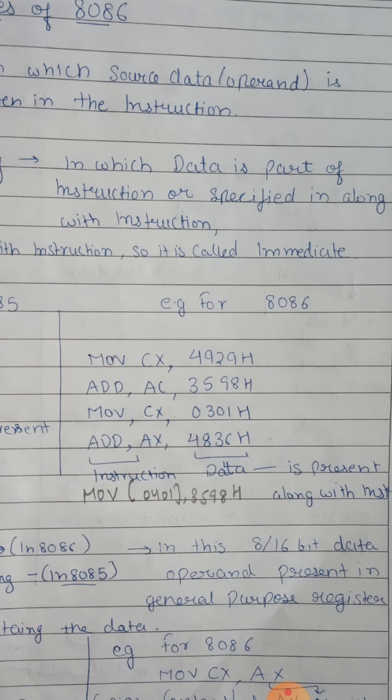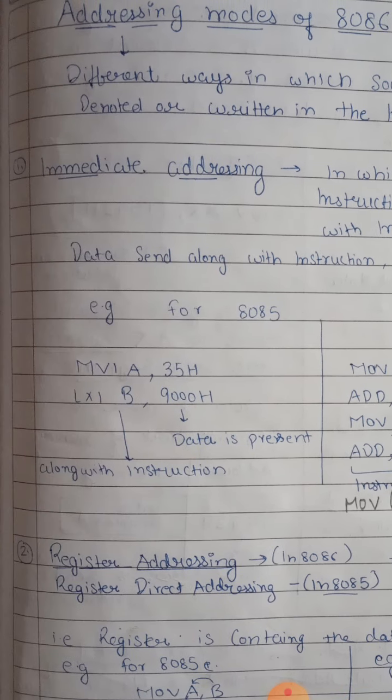For 8086, we know that 8086 is a higher microprocessor than 8085, so it uses registers in combination like CX, AX. When we specify the data with the register CX, these are all data. So we have completed the immediate addressing.